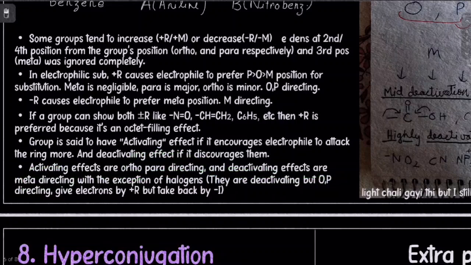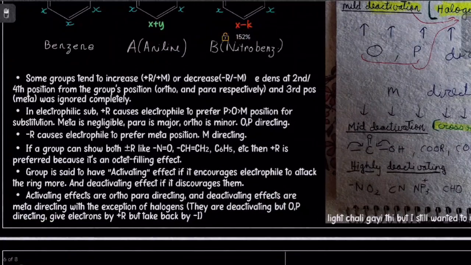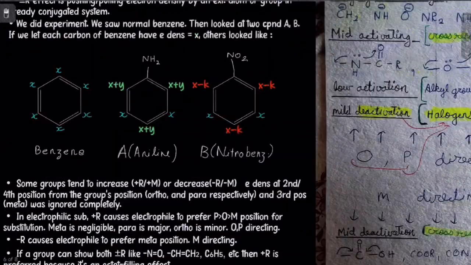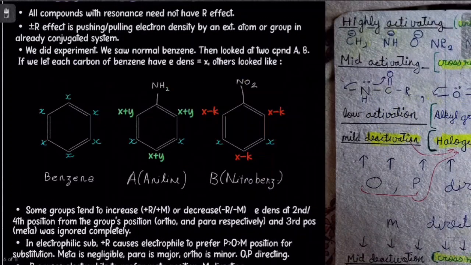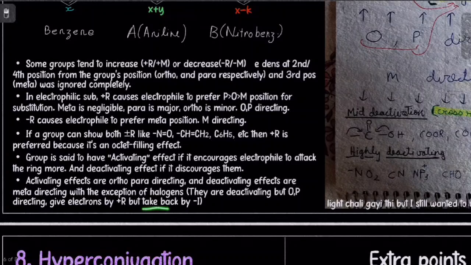But there's an exception here, which are the halogens. Halogens are ortho-para directing, but they're also deactivating at the same time. How did that happen? Basically, they give electrons by plus R. So when the electrophile has to attack, it sees the effect of the plus R and attacks at the ortho, para positions, but the net electron density of the ring has been withdrawn. Why? Because halogens are highly electronegative. They take back by minus I effect. So net electron density decreases. But still, if an electrophile does attack, it is directed to the ortho and para positions.